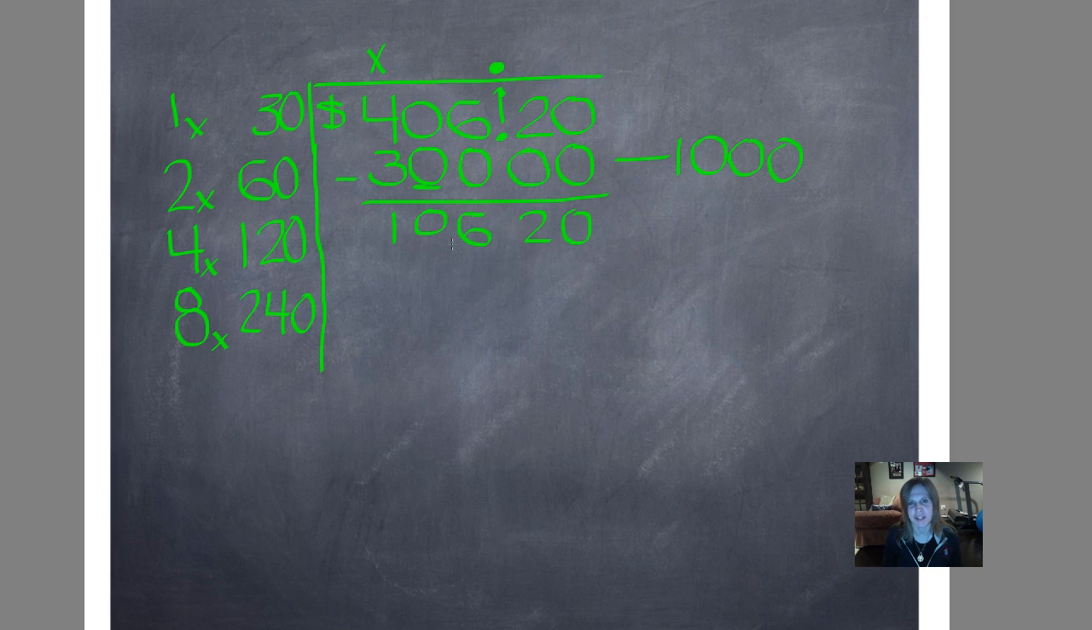So I now have 10,620, and I don't want to work that problem. So I'm going to look for the closest number to 10, and there isn't one. The closest number to 106, and that would be 60. So I'll write the 60 right under the 106.